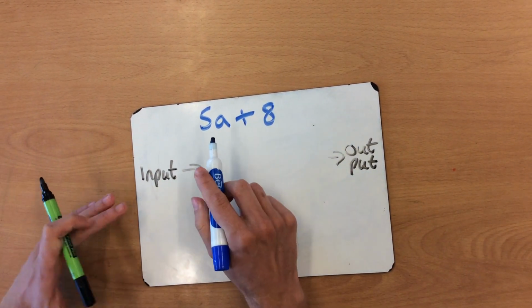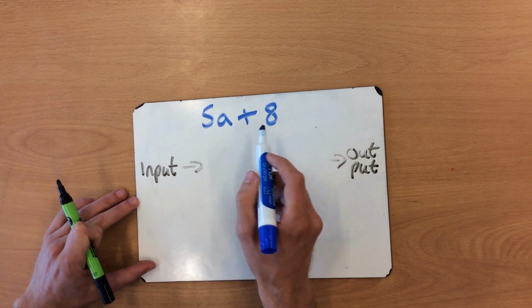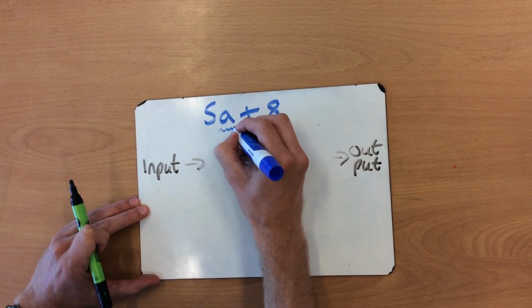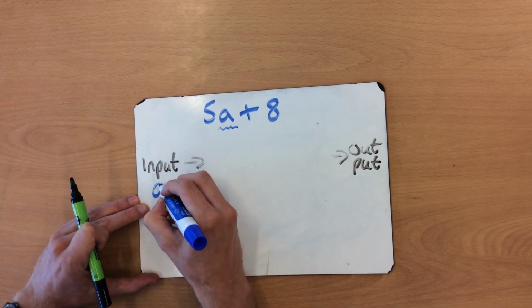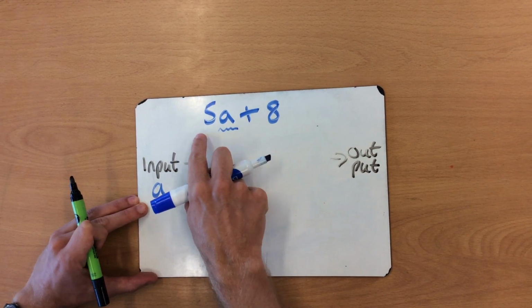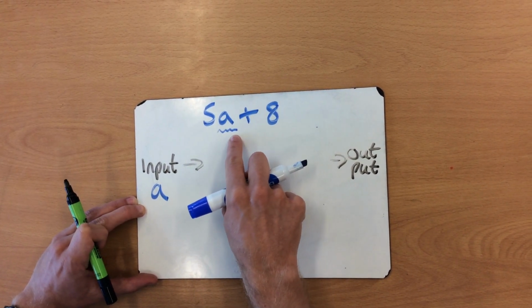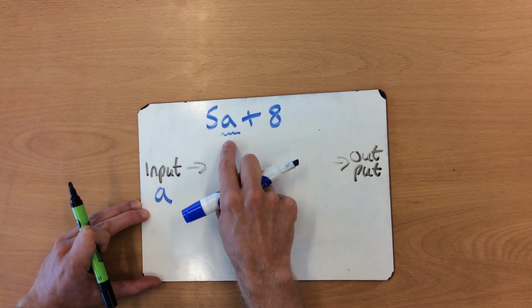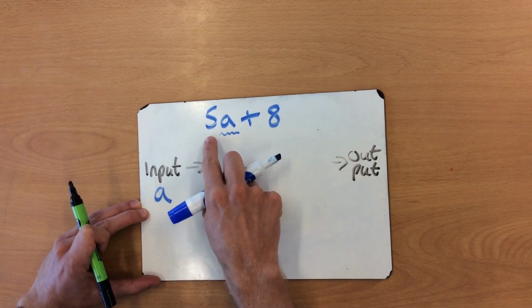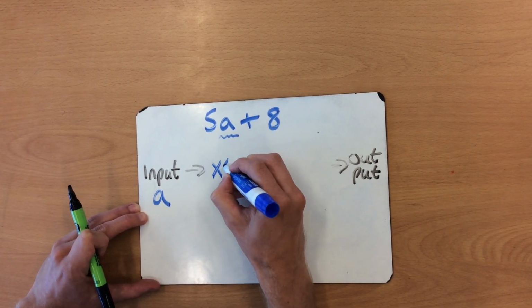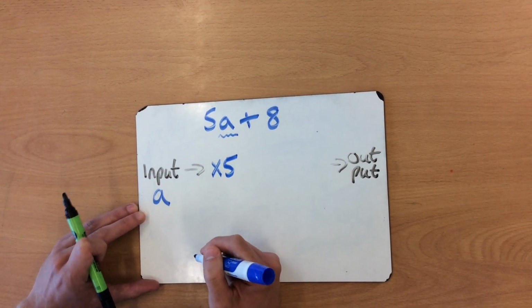Now then, let's have a look at our rule. 5 lots of A plus 8. What letter, first of all, am I working with? I'm working with the letter A. That will be my input. So A is going in. If A goes in, I'm just looking at this first bit here, 5A. What is the operation happening here? Remember what I just said, 5 lots of A. That's right, my first function is to multiply A by 5.